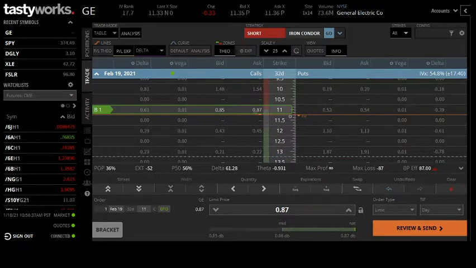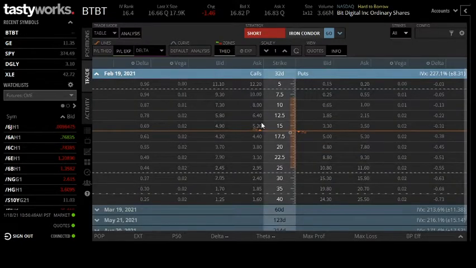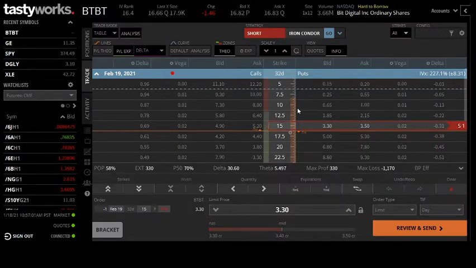So what was the other one? Here's the other example. BT. How much is BT? $16. See, look how expensive these are. Look at the IV right here. 227% IV. I would do a credit spread on this one. You have such a high IV right here.